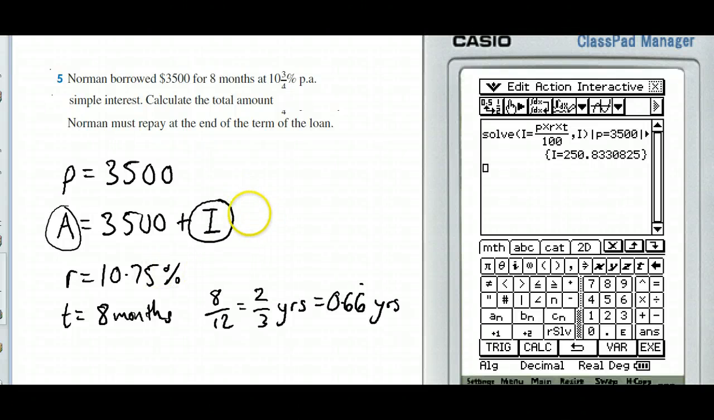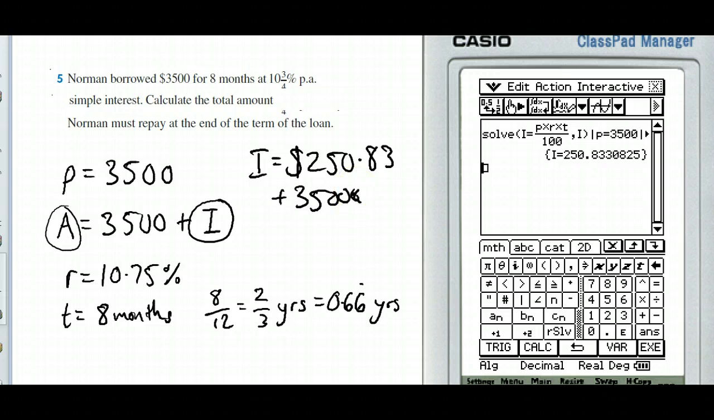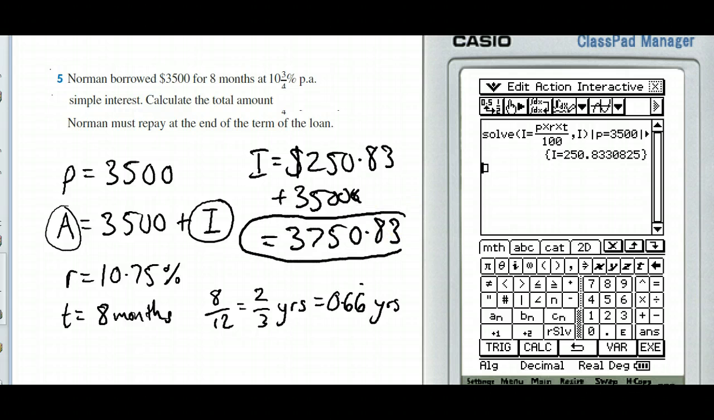Okay, so the interest, I, equals $250.83, and if we add that to 3,500, then we get 3,750.83. That's how much Norman had to pay back. The amount he borrowed plus that amount of interest.